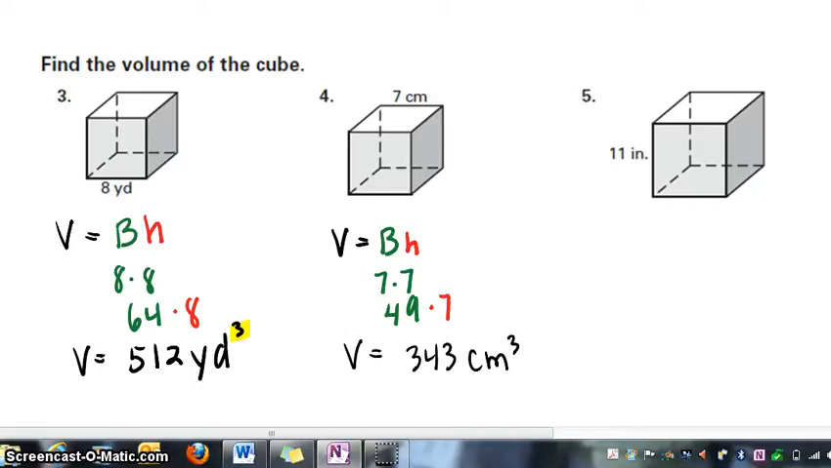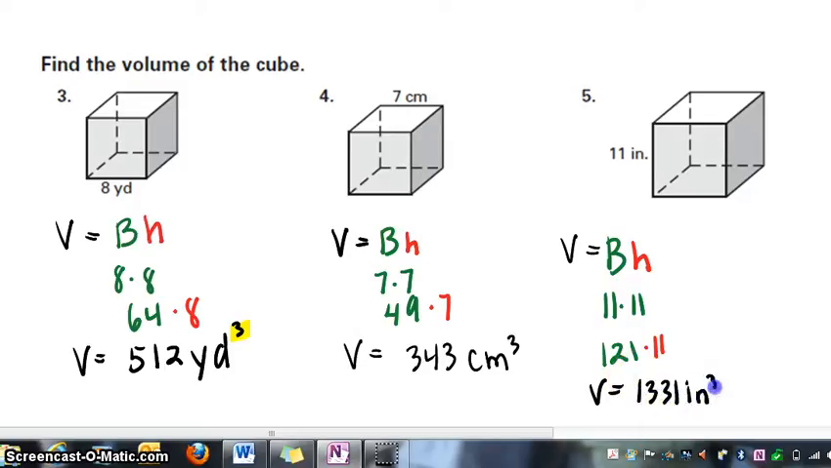Okay, and then our last cube, again, formula volume equals area of the base times height of the prism. Our base is 11 times 11, which gives us an area of 121. And then we multiply that by the height. The height is 11, and our volume is 121 times 11, and that's 1,331 inches cubed.